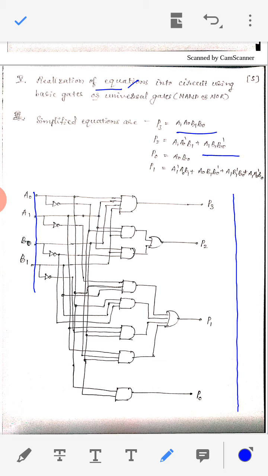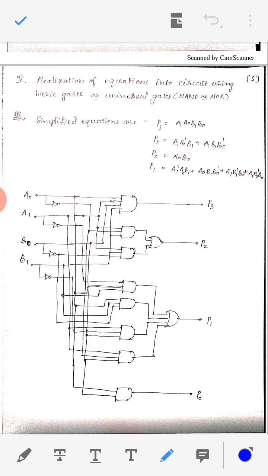Each input, if you take a0, is either a0 or in some places a0 bar. Similarly a1 bar, a1, b0 bar, b0, and b1 bar, b1. All the combinations are used here, so for that purpose we need to take one line as a0 and one line as a0 bar, which is nothing but the output of the NOT gate, a0 bar.